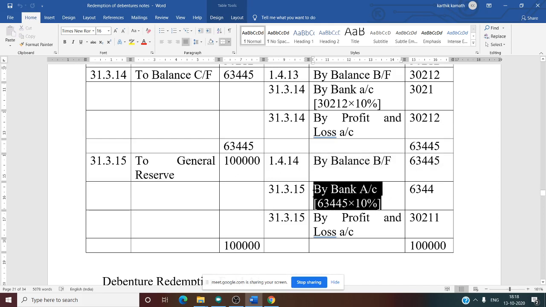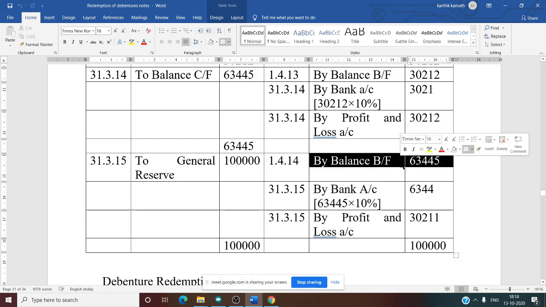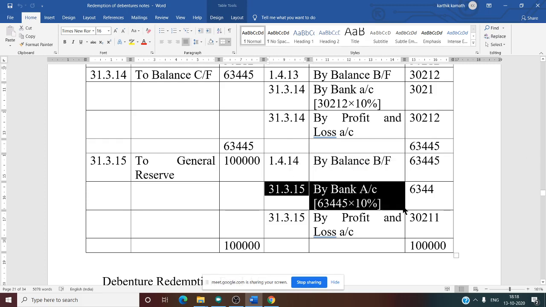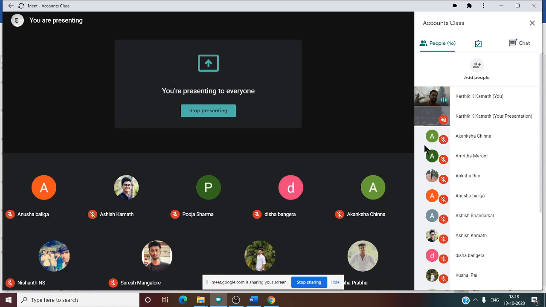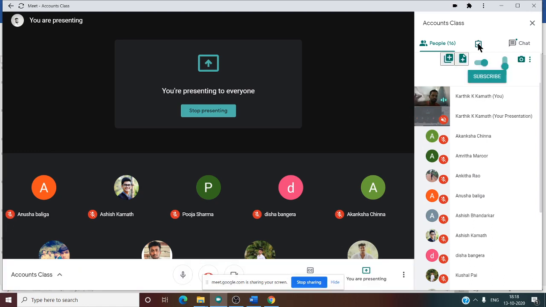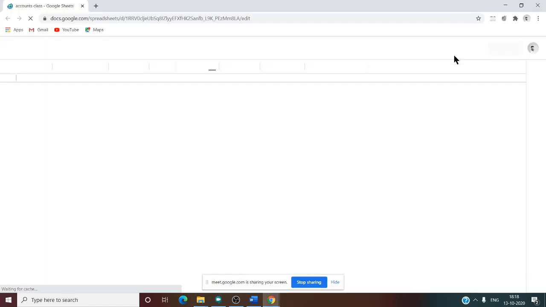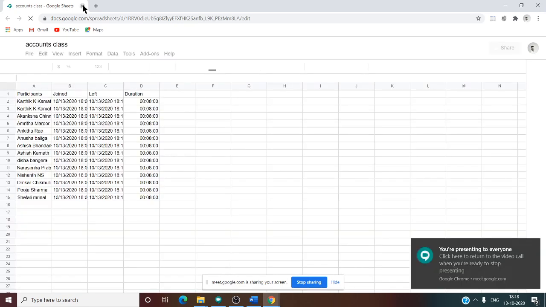Then you need to do bank account, same thing on the opening balance. 63,445 is our opening balance. On that you need to take 10%. See, these things we have discussed in the previous problems also. Same thing we need to do, but there is one adjustment of annuity table. That's it. So all other things are same by bank account.